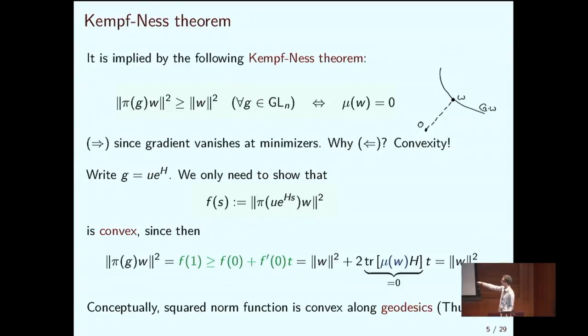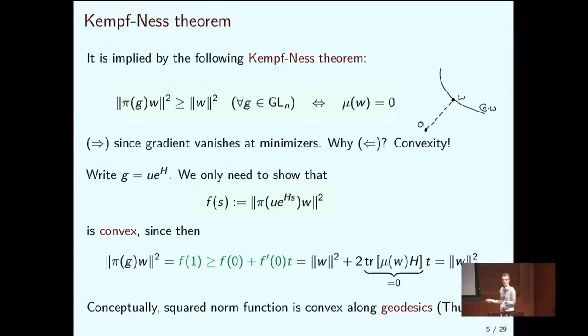What we're doing is we're just applying the group action, the representation of u times e to the hs, to this vector w, and we're computing the norm squared. Now, for s equals 0, this is just our original vector w, and so the norm squared of our original vector. For s equals 1, we're just applying u times e to the h, so we get g. So f of 1 is sort of the left-hand side of this inequality.